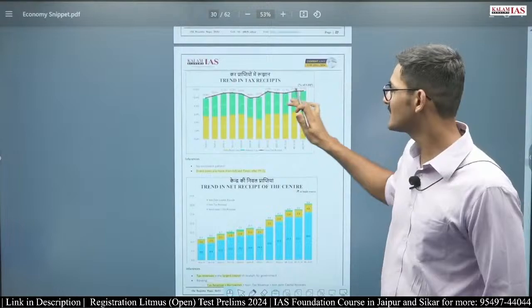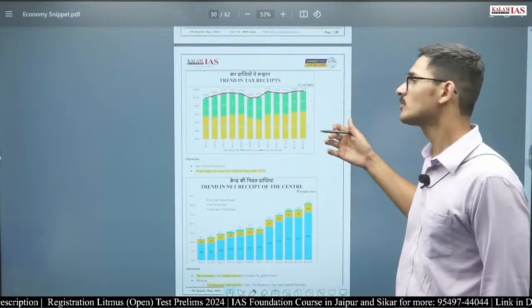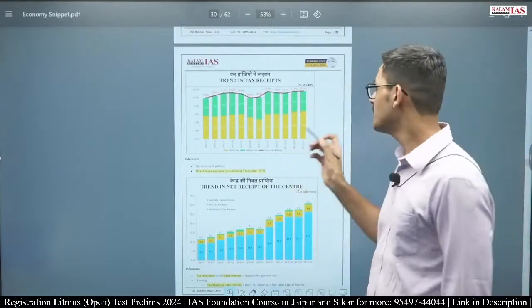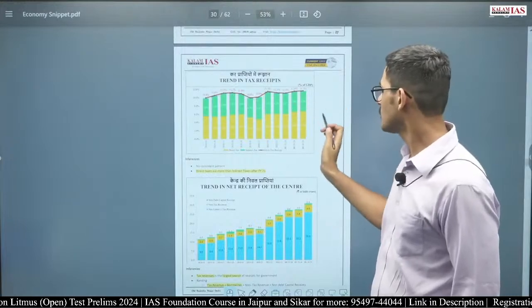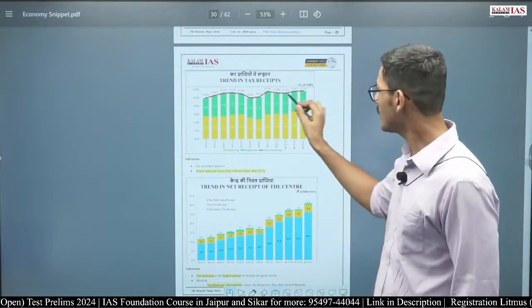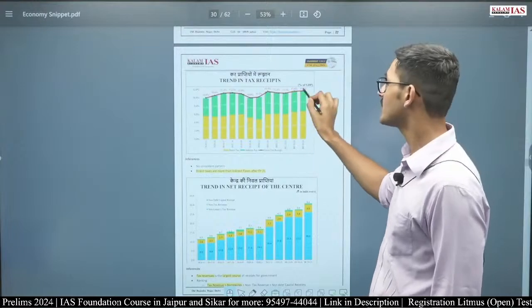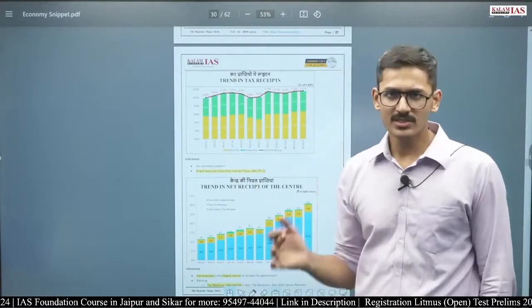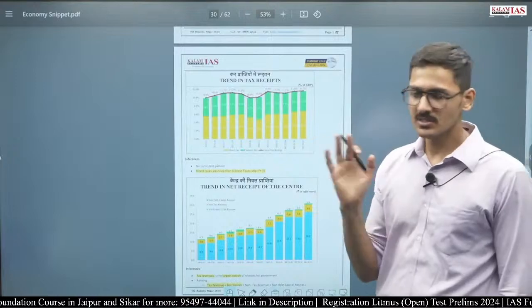Now, trends in tax receipts. There are two things that you have to know. Tax as a percentage of GDP does not have any fixed trend. It was earlier increasing, then it reduced, then again it started increasing. So there is no consistent pattern in the tax as a percentage of GDP.